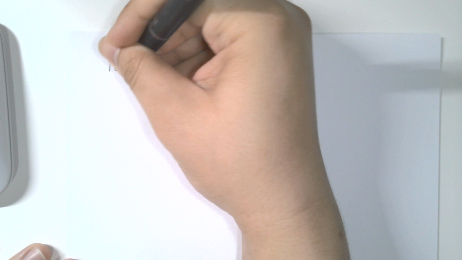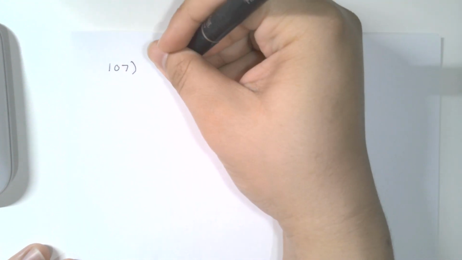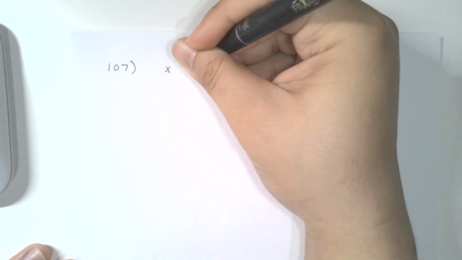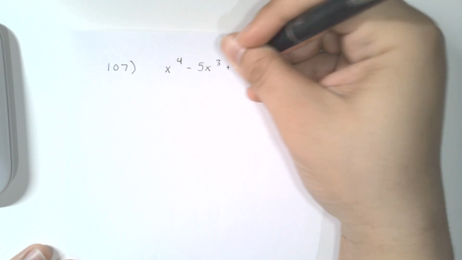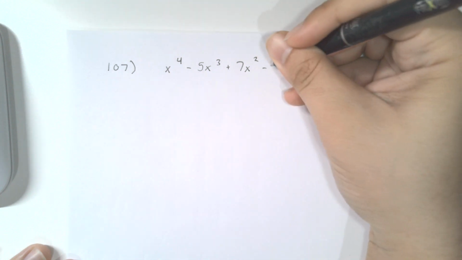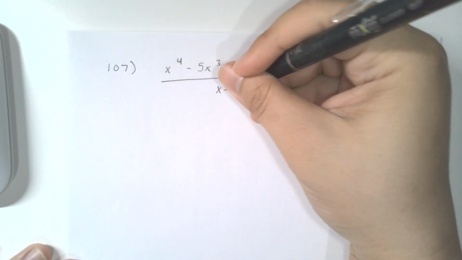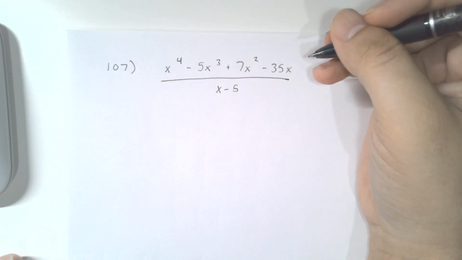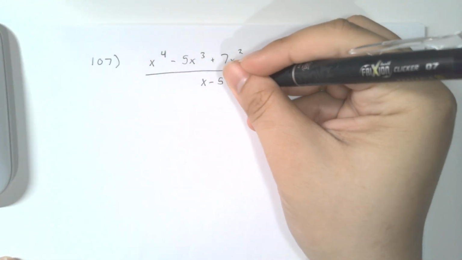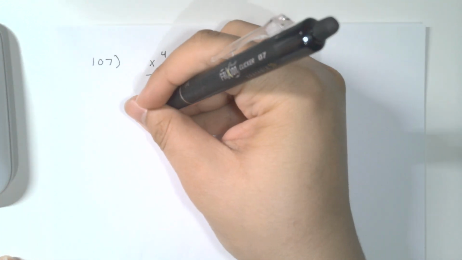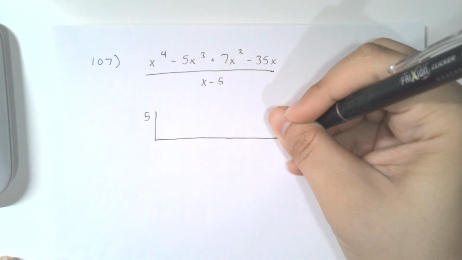Moving on to problem 107. So for 107, we have x to the fourth minus 5x cubed plus 7x squared minus 35x all over x minus 5. So for this, we have a minus 5 here, so we write positive 5 on the outside of our box.